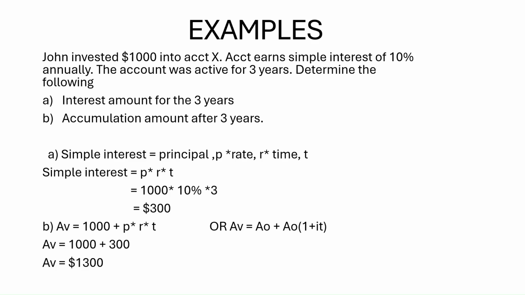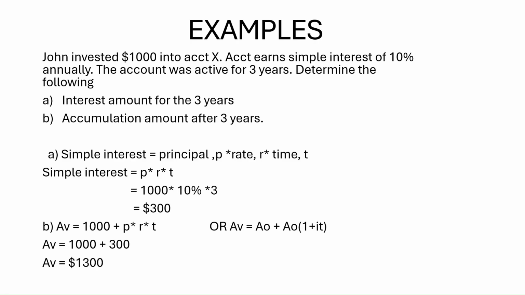Let's look at examples of simple interest. Suppose John invested $1,000 into account X. The account earns a simple interest of 10% annually. The account was active for 3 years. Determine the following: A, the interest amount for the 3 years, and B, the accumulation amount after 3 years.